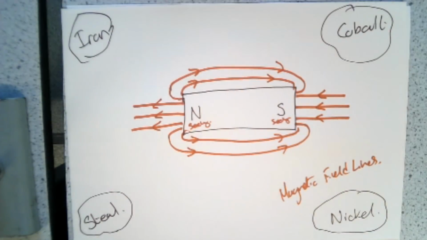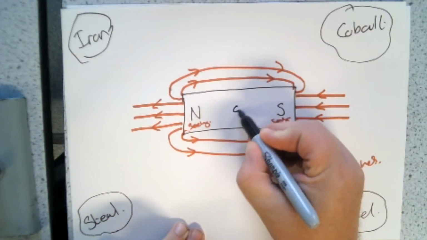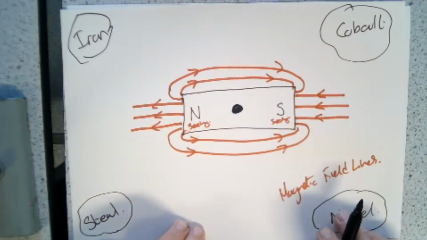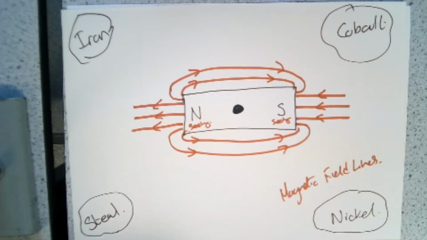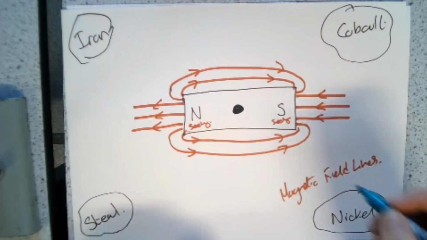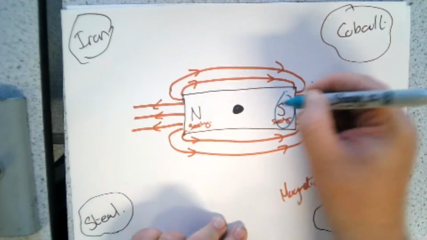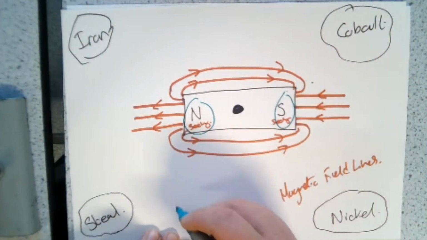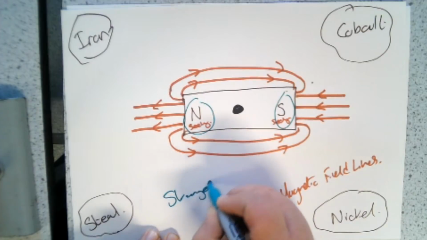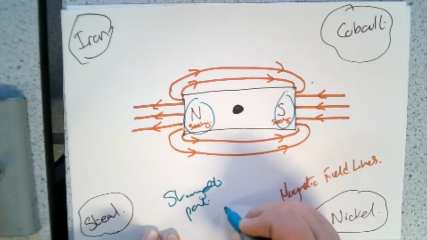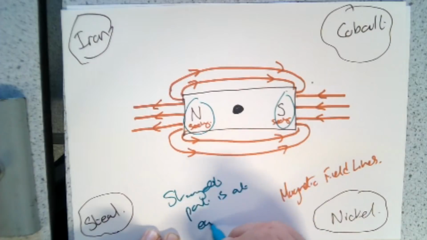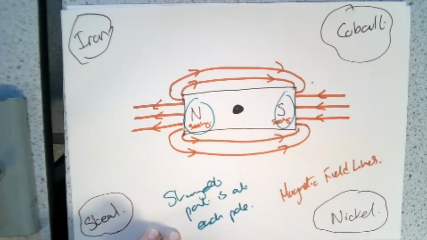Now, I could ask you, where does the magnetism come from? Well, all those lines actually meet right here in the center of the magnet. They continue all the way through. I could also ask you, which part of the magnet is the strongest? And the strongest part is here at the poles. So the strongest part is at each pole.